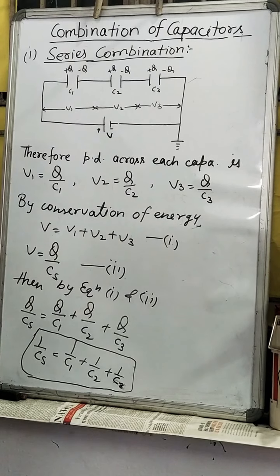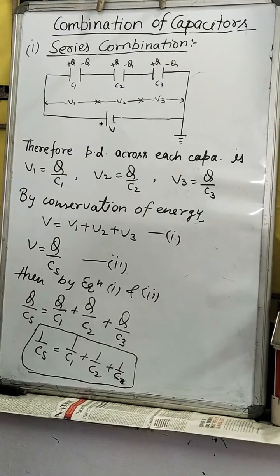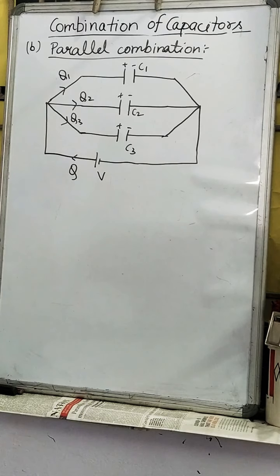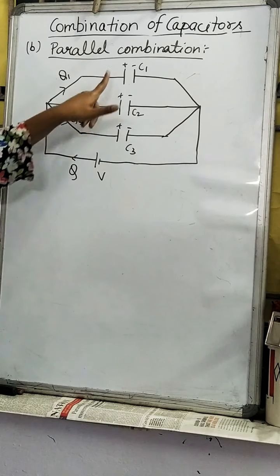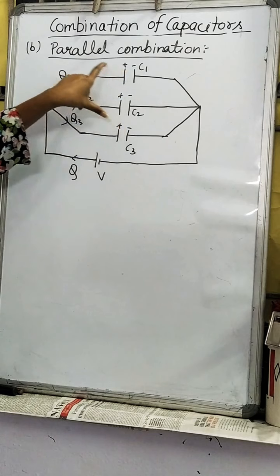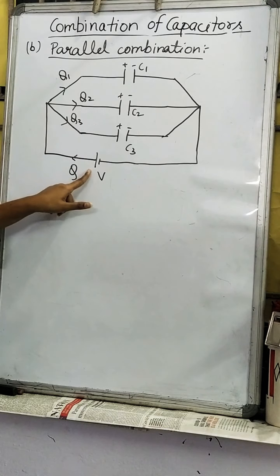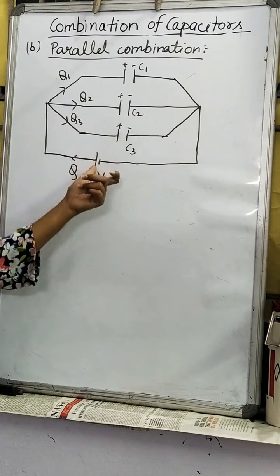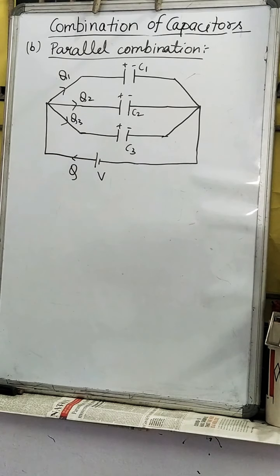Now we will study the parallel combination of capacitors. In the parallel combination, one side plates of all capacitors are connected to the positive terminal of the battery, and the other side plates are connected to the negative terminal of the battery. That is, all three positive plates are connected to the positive side of the battery and the three negative plates are connected to the negative side. That type of combination is called parallel combination.